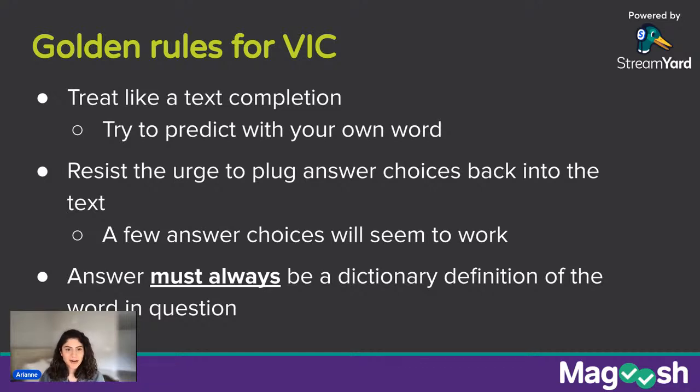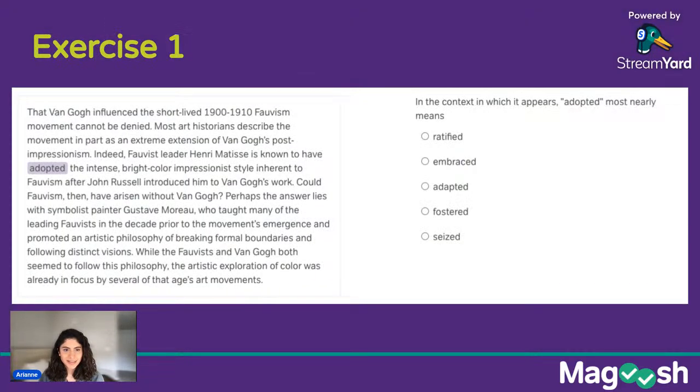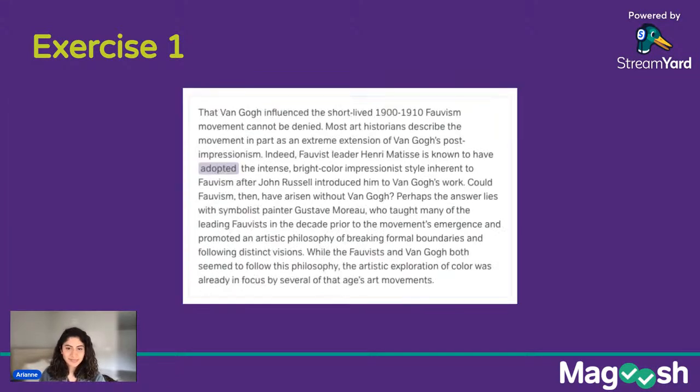Okay, so are we ready to go into our first question? I think you are. Okay, let's check it out. Here we have, in the context in which it appears, adopted most nearly means, and we have all the answer choices. Don't look at them yet. I know it's tempting, but let's go to the passage. And thankfully, I have highlighted this word so it's easy to find.